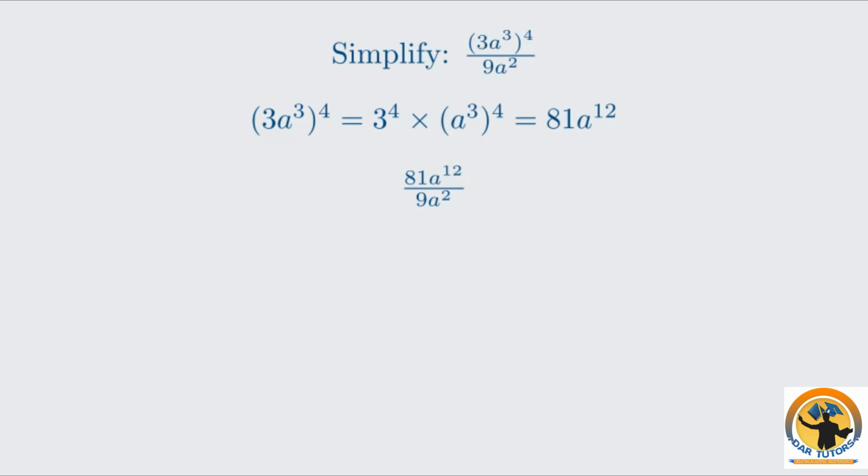For the variables, we use the division rule and subtract the exponents. a to the 12th divided by a squared is a to the power of 12 minus 2, which is a to the 10th. So our final simplified expression is 9a to the 10th. Let's try another one, this time involving negative and fractional exponents. We need to simplify the quantity 27x to the 9th divided by 64, all to the power of negative 1/3.